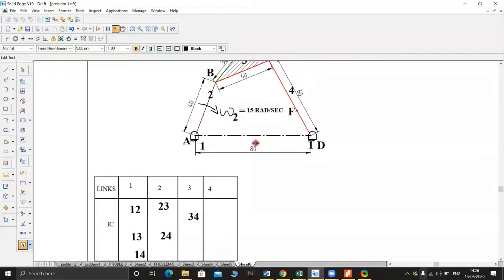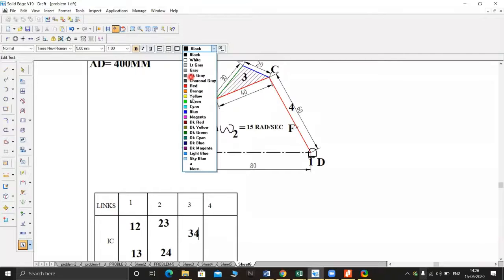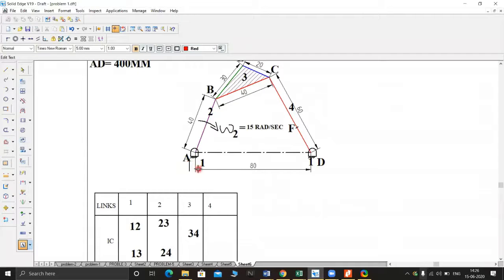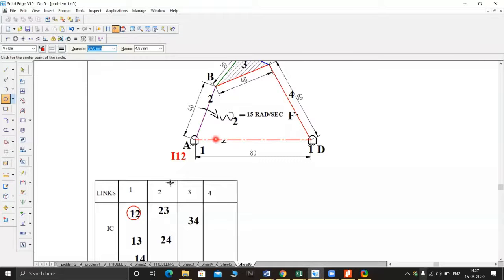Where is link number 1? Link number 1 is here. Where is link number 2? Here. Therefore I12 will come at point A. Is it a fixed one or a permanent one? I12 is which type of instantaneous center? I located I12, now I mark it with a red circle.